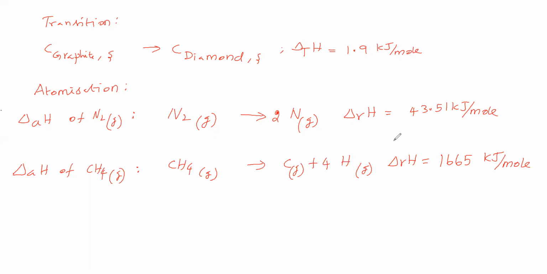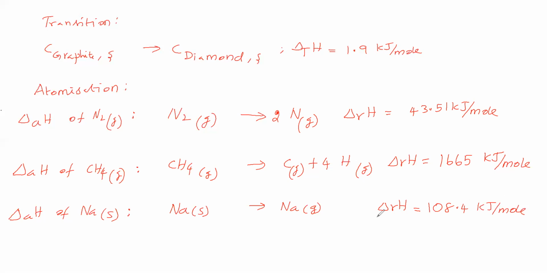Next point is enthalpy of atomization of solid sodium. How to write the equation: we take solid sodium and convert it into gaseous sodium. The net amount of heat involved is 108.4 kilojoule per mole. This is called the enthalpy of atomization of solid sodium.